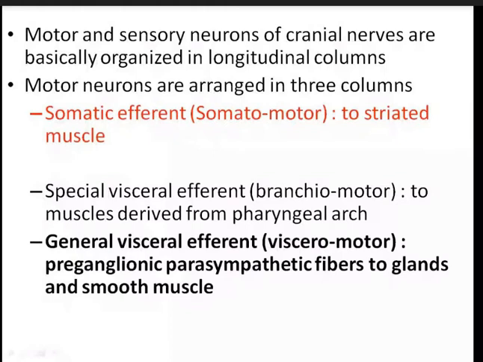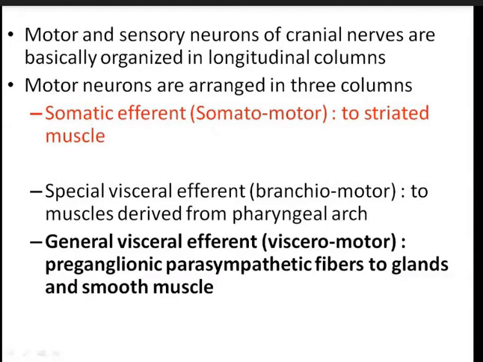Special visceral efferent. Special means having the special property, visceral means viscera, efferent means motor. So they are the branchiomotor nuclei or the neurons to the muscles derived from the pharyngeal arch. We discussed the pharyngeal arches in the head and neck portion. They are the arches which are responsible for developing the head and neck region. So the first arch, second arch, third arch, we discussed, are the pharyngeal arches which give rise to the development of the face and the neck region. So this area is supplied by the special visceral efferent neuron.